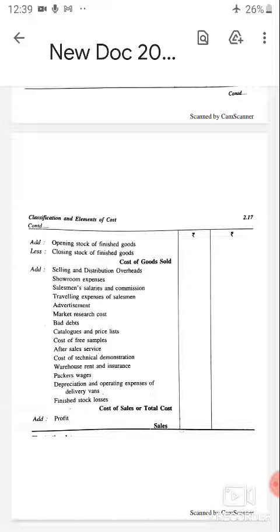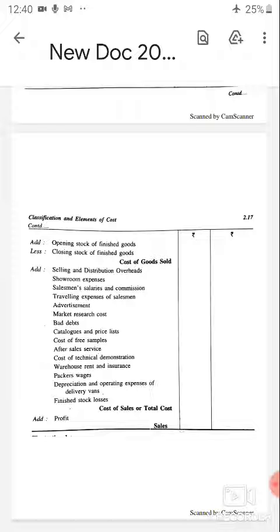Examples of selling and distribution overheads are showroom expenses, salesman salary and commission, traveling expenses of salesman, advertisement, market research cost, bad debts, catalogs and price rates, cost of free sample, after sale service, cost of technical demonstration, warehouse rent and insurance, packers wages, depreciation and operating expenses of delivery vans, finished stock losses.